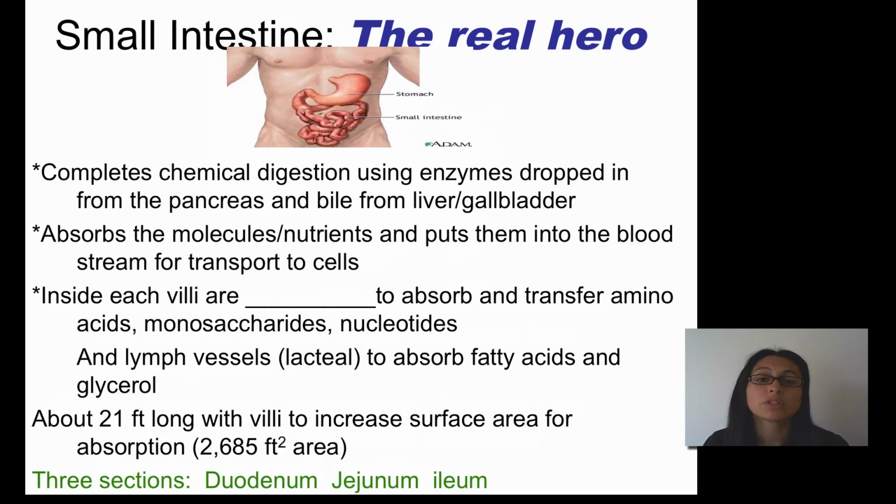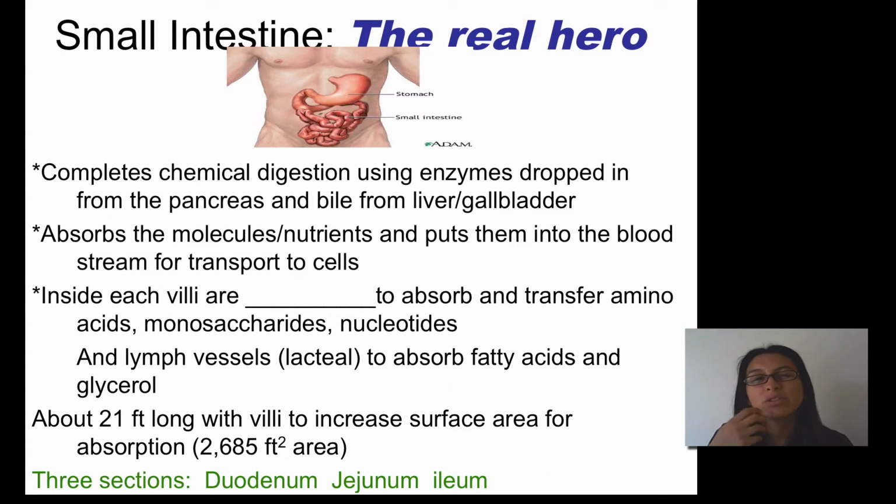Okay? So the small intestine, like I said earlier, most people think of the stomach as being the main part of the digestive system, but it's really the small intestine that is the real hero of the digestive system. The small intestine is where all the chemicals, all the enzymes get dropped in to fully digest, fully break apart your food down into its monomers again. This is also the part of your digestive system where the nutrients get absorbed. So nutrients get absorbed into your blood.